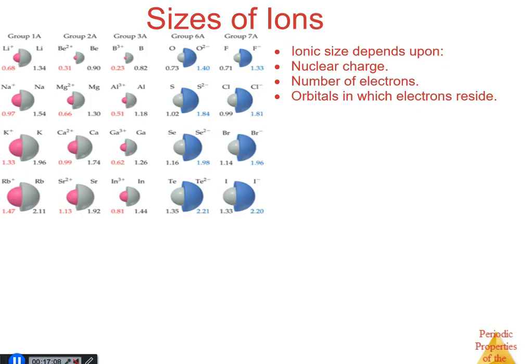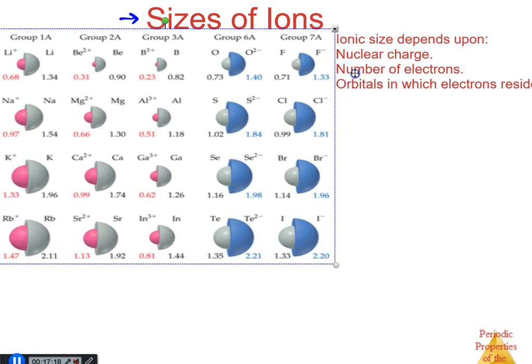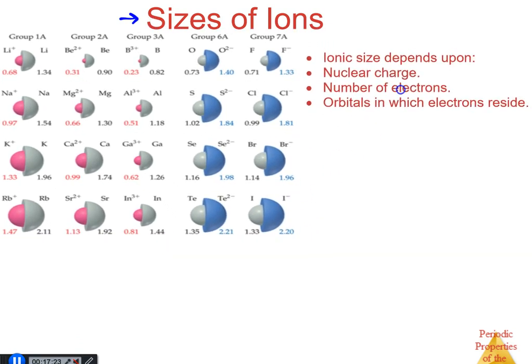This is the next nugget that you have to know. The size of ions. Ion size. Remember, an ion is after it has lost or gained. Who are the losers? Do you remember? Metals lose, nonmetals gain. So the size of ions depends upon the nuclear charge, the number of the electrons, and the orbitals in which electrons reside. Know those three nuggets. You need to know the trend and the reasoning behind them. But those are the things that will affect the trends.